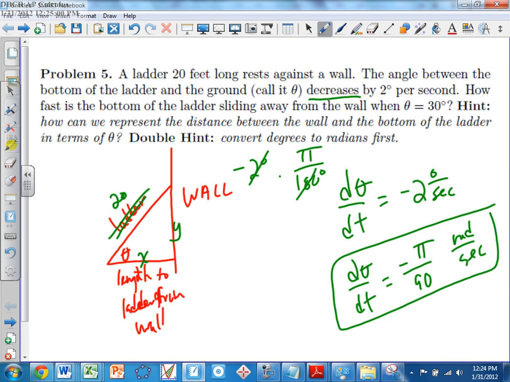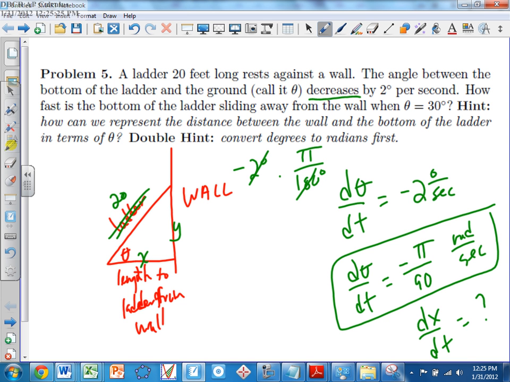How fast is the bottom of the ladder sliding away from the wall? What is it asking for? How fast is this length changing? dx dt. Okay? Those are my rates right there. This is R for rates. Now, I still haven't figured out my givens because I really have to think about the fact that I have x, y, and 20.